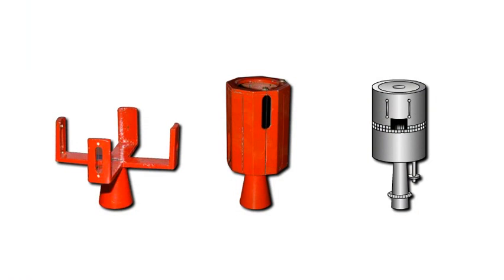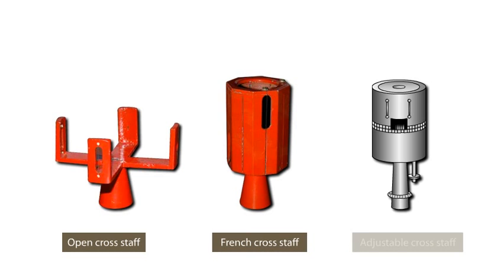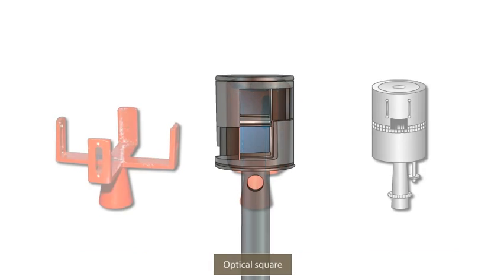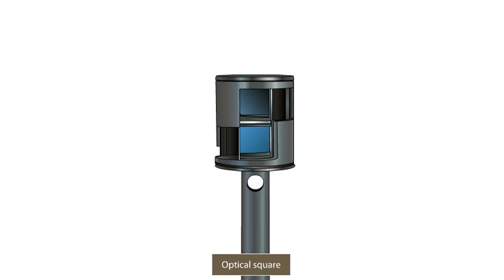The different types of cross staff are open cross staff, French cross staff, and adjustable cross staff. The other instrument is the optical square, which uses reflection to calculate the right angle.